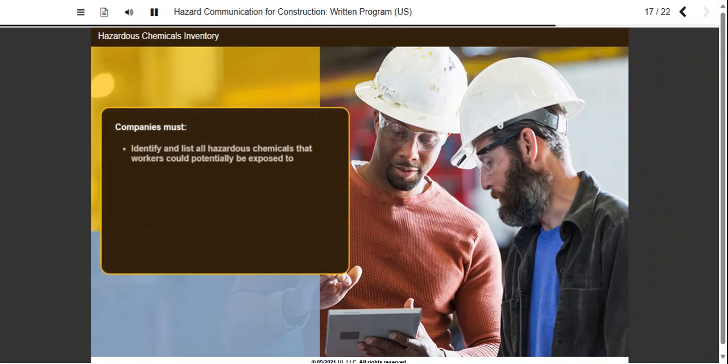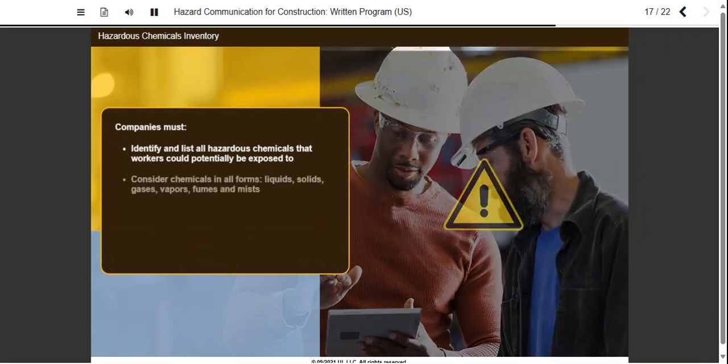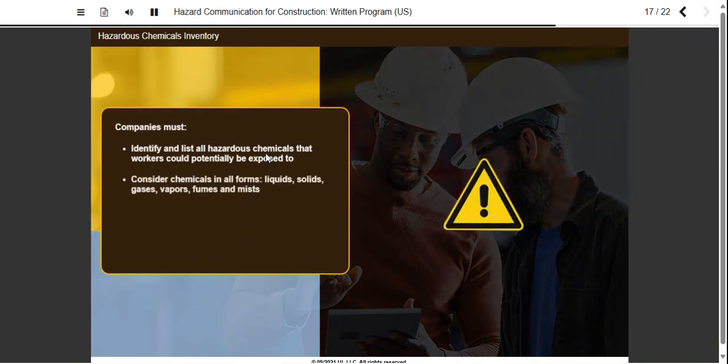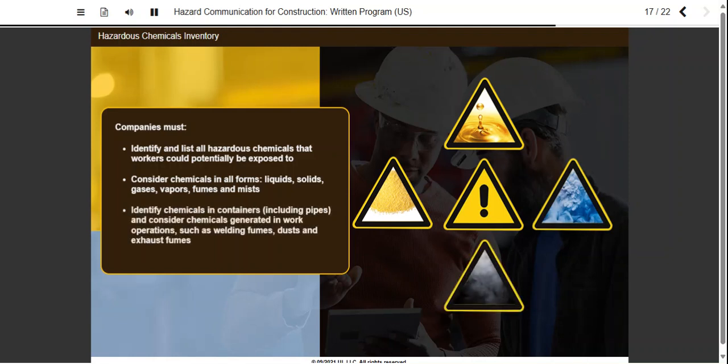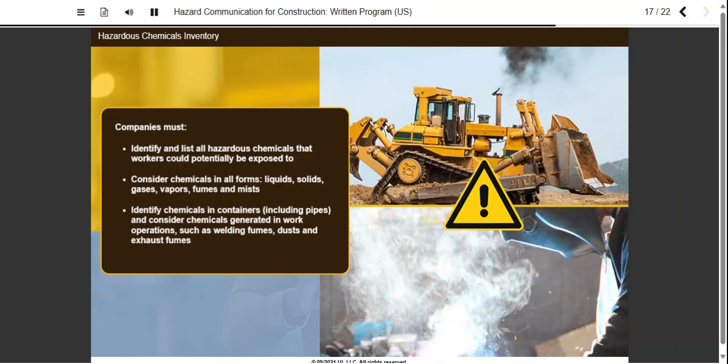Companies are required to identify and list all hazardous chemicals on their job sites that workers could potentially be exposed to. They must consider chemicals in all forms: liquids, solids, gases, vapors, fumes, and mists. They must identify chemicals in containers, including pipes, and they must consider chemicals generated in work operations such as welding fumes, dusts, and exhaust fumes.